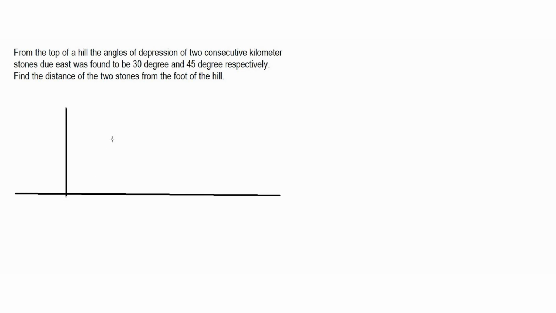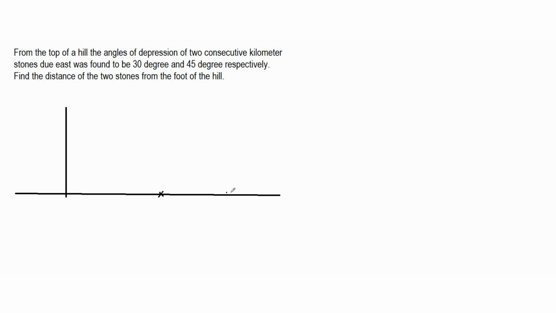From the top of a hill, the angle of depression of two consecutive kilometer stones. Kilometer stones are those stones which are marked with kilometer numbers, right? If you notice, when you go to different places, to give an indication of how much distance is left, they place kilometer stones.